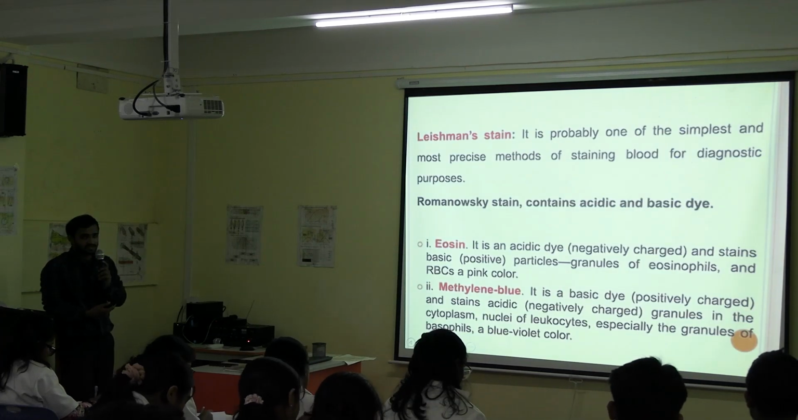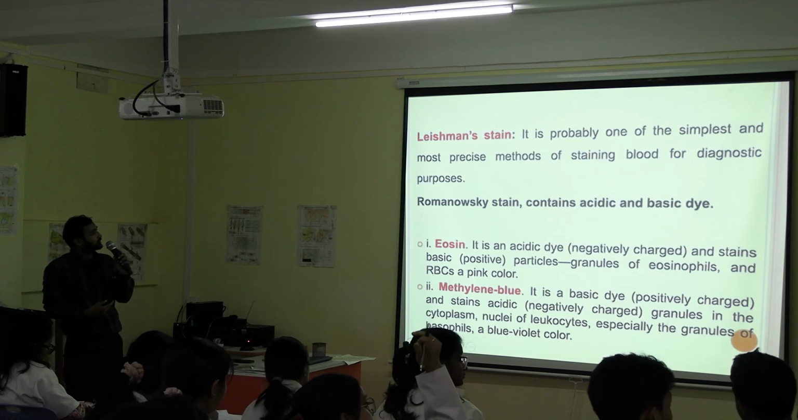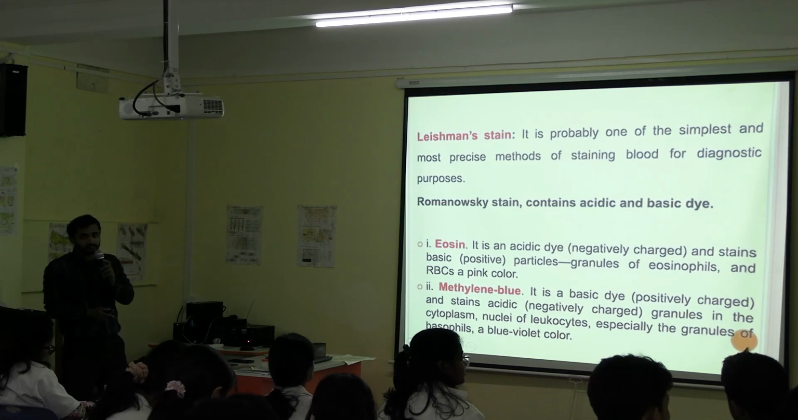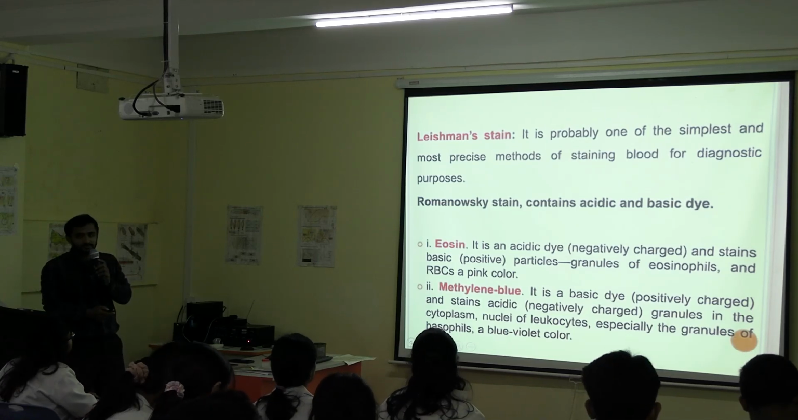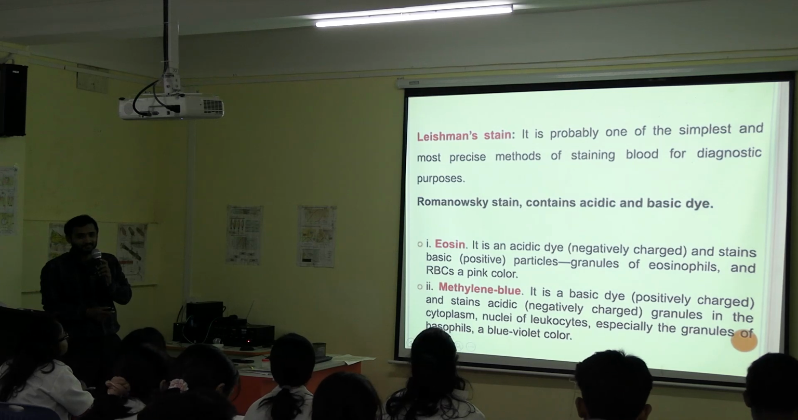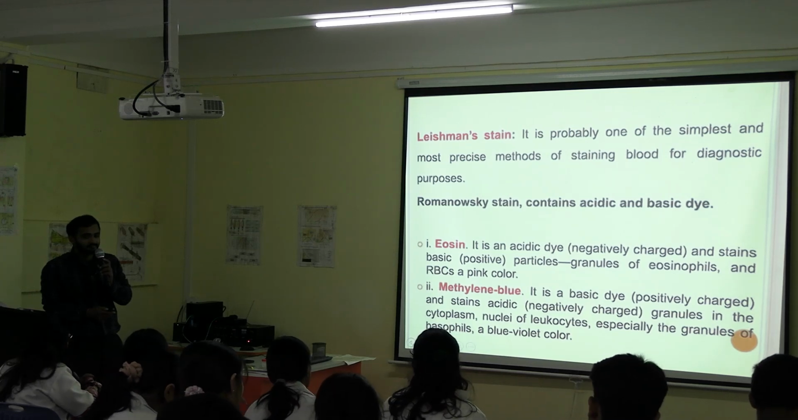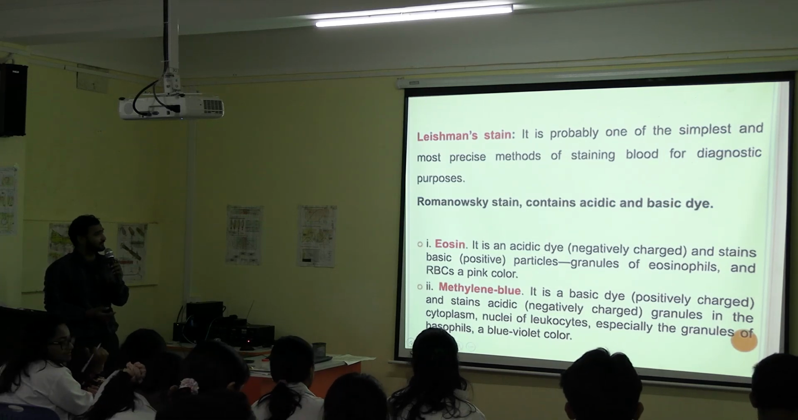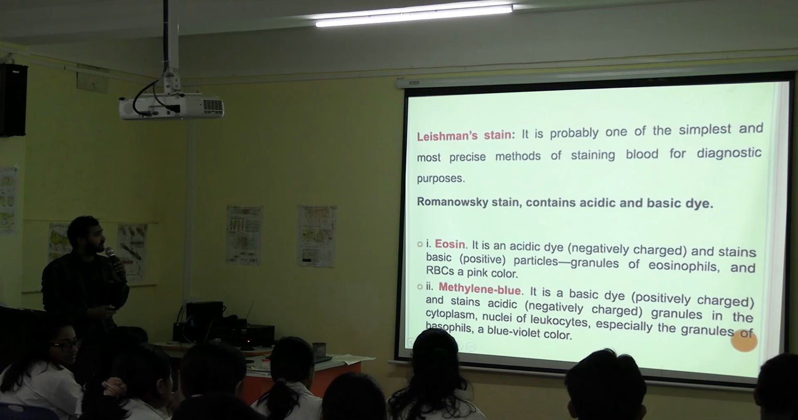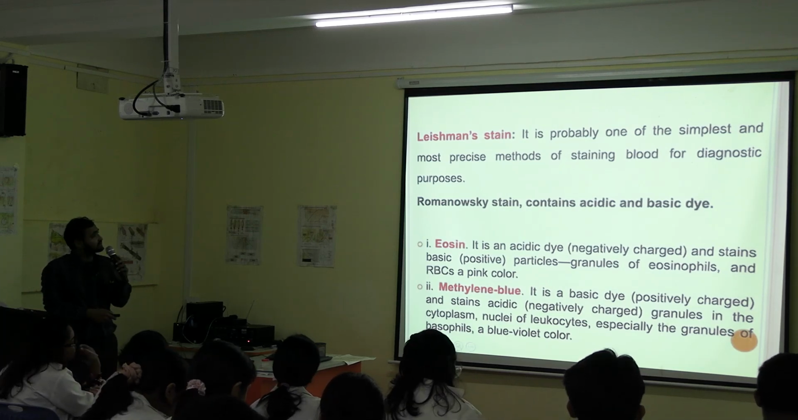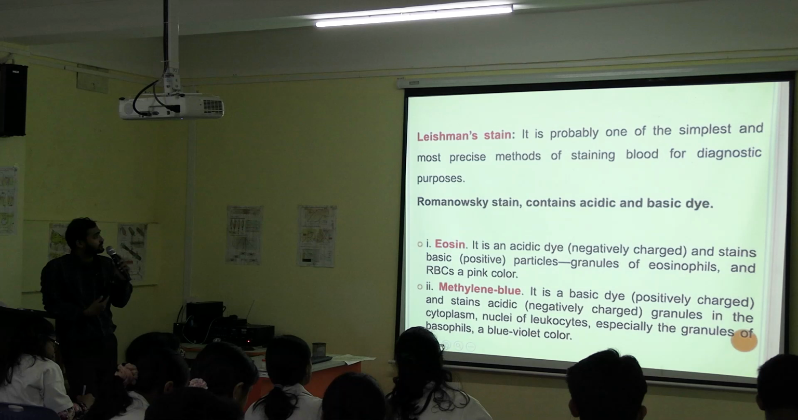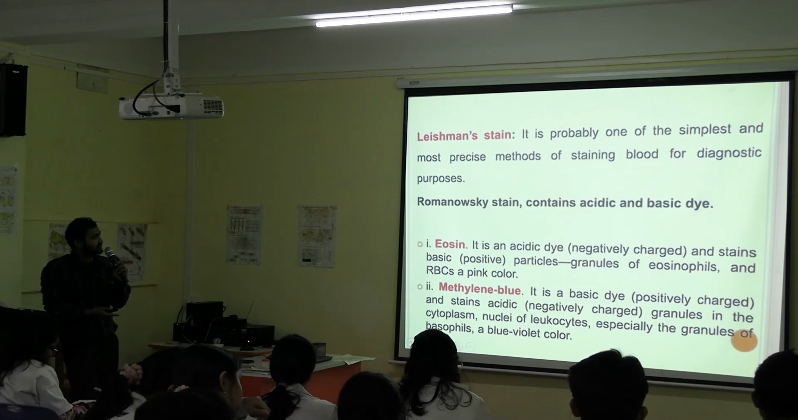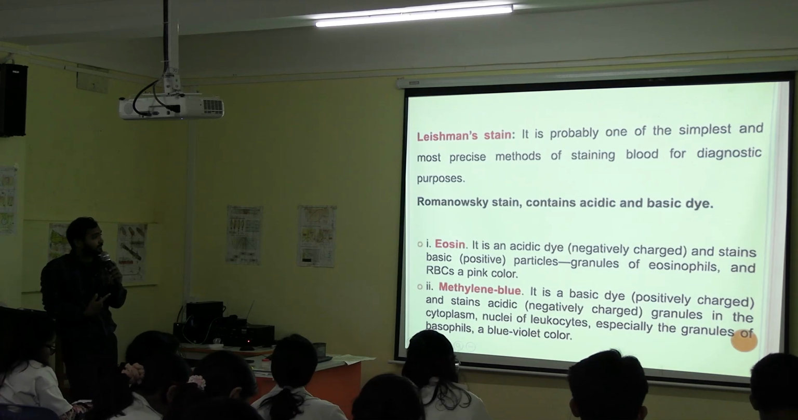So what is Leishman stain? So you know it from before, right? You have used it or not? Where you have used it? Smearing, do you use? Oh, this is for differential count. Okay, so here we are using this Leishman stain. This is the simplest and the most precise method for staining blood for diagnostic purposes. This is a type of Romanowsky stain which contains both acidic and basic dye.